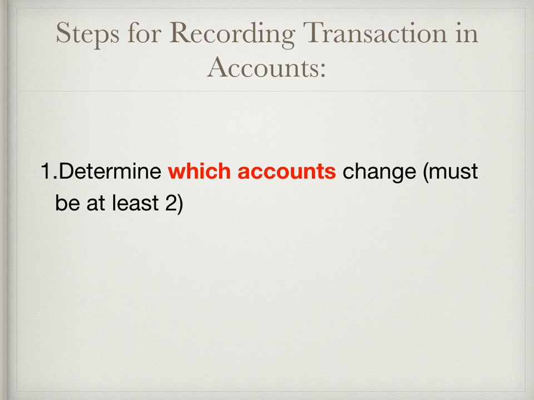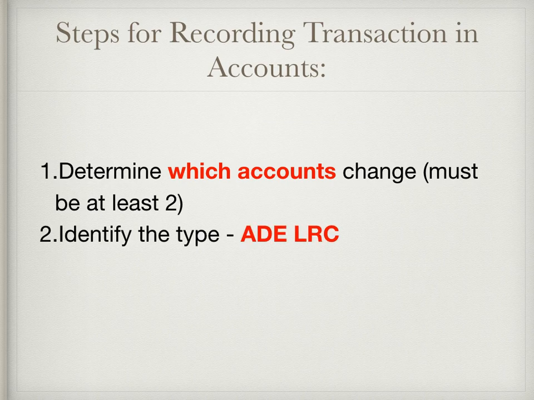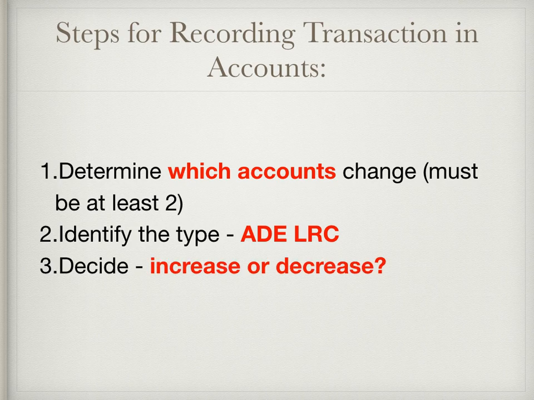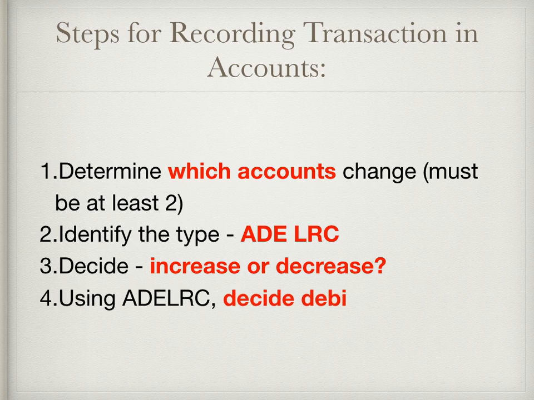The second step is to identify the type of accounts that are going to be changed. Are they aid accounts or are they lurk accounts? Step 3, now that we know whether it's aid or lurk accounts, are these accounts increasing or decreasing? And then using our aid lurk acronym, we then decide whether the transaction needs to be recorded on the left or the debit side or on the right on the credit side.